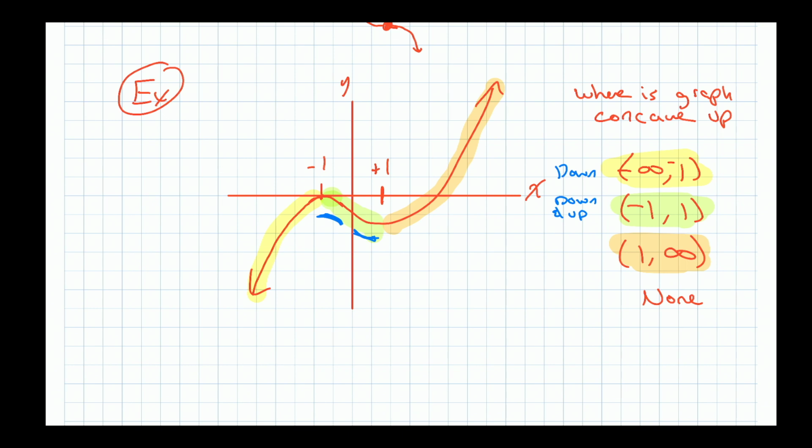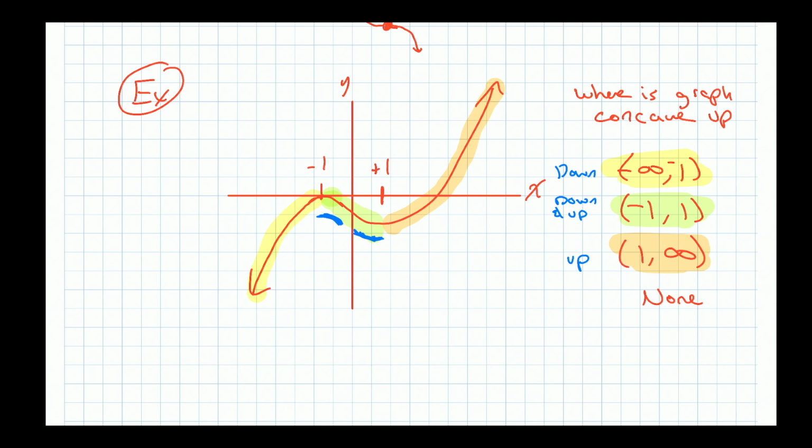Because I know at -1 it's definitely down. So it starts out going down. And I know at 1 it's definitely concave up. So it must switch somewhere in there. And then from 1 to infinity, what is it? That looks up. All right.